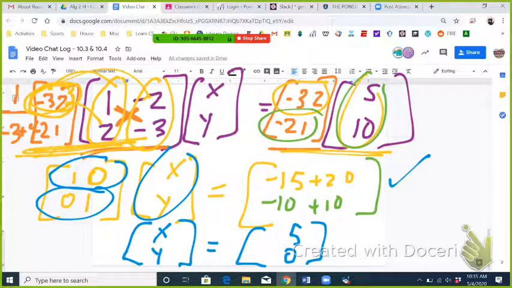So again, could you have solved the system by using elimination or the calculator? Yes, and you got the same answer as this. This is how we solve it with matrices. Alright, so x is equal to 5 and y is equal to 0.